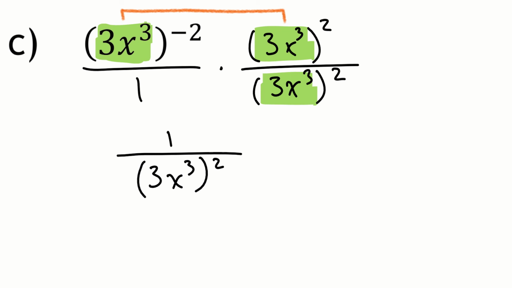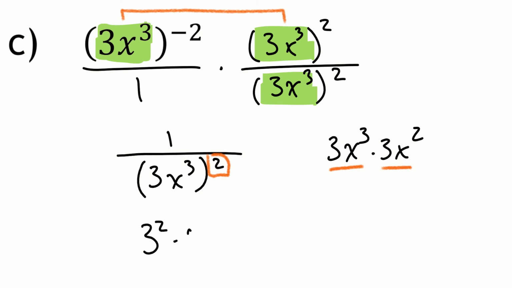Now, to square this means that I'm going to multiply it by itself. And I can show that by writing 3x cubed times another 3x cubed. So if we look closely, I have 2 sets of the 3x cubed, exactly what I'm supposed to have, right? Another way to think about this is I could square the 3, times the x cubed also gets squared.